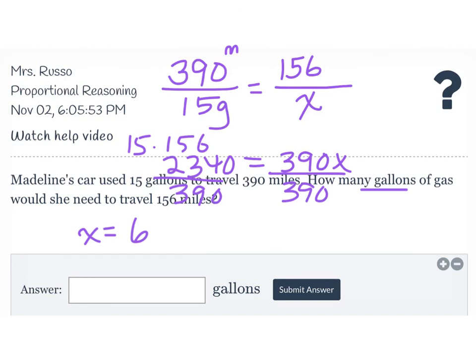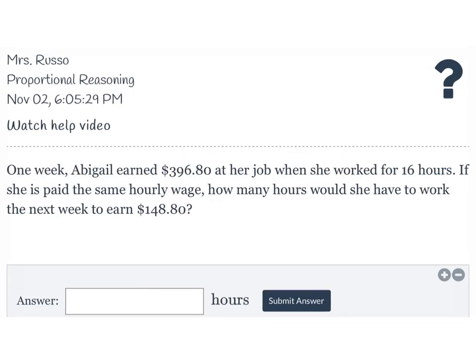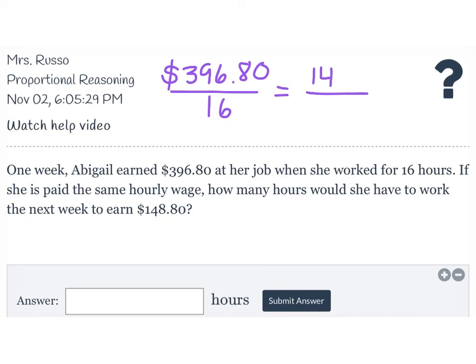I could have rearranged those numbers differently. It doesn't really matter as long as the right piece goes with the right piece. And we'll do one more. Last week, Abigail earned $396.80 at a job where she worked 16 hours. If she's paid the same hourly wage, how many hours would she have to work to earn $148.80? We're looking for her hours, so that's our x that goes on the bottom.